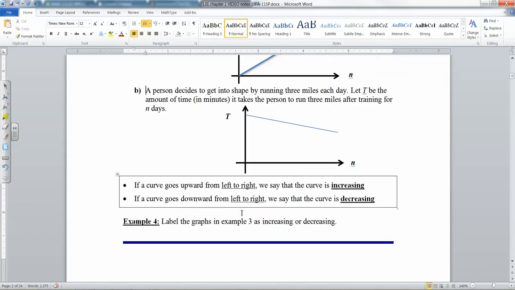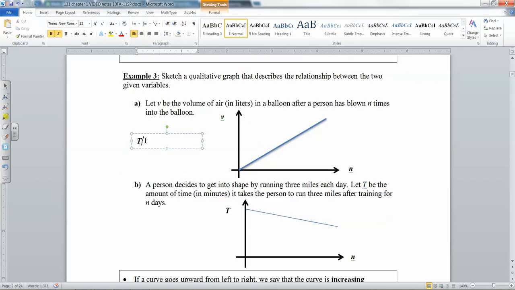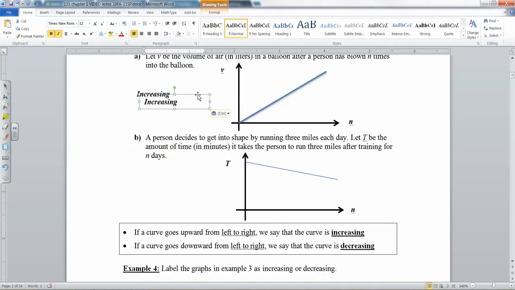Okay, so then label the graphs in example 3 as increasing and decreasing. I'm just going to do it down here. So A was, here, there it is. All right, let me put it in here. All right, so this one was increasing, because it was going up from left to right. And then the one down here is decreasing.